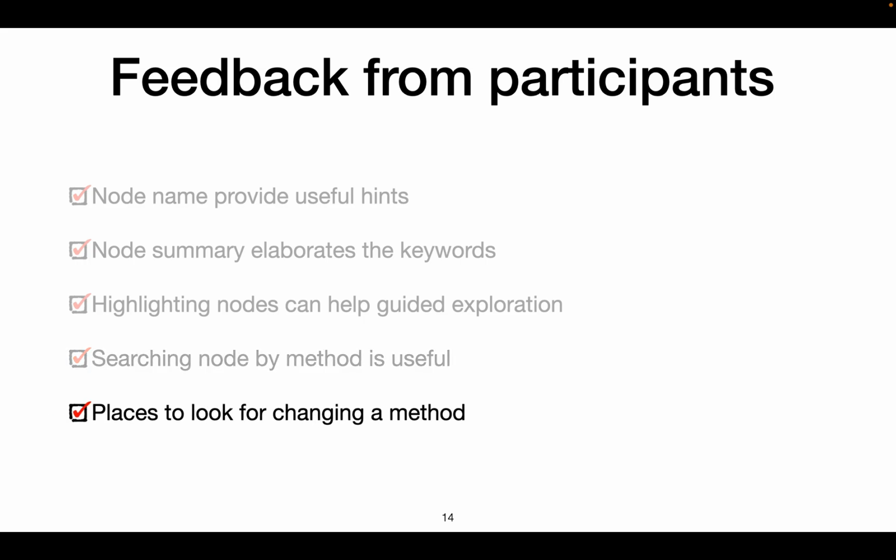Also, one of the developers suggested they can check out different places they need to look when they want to change something, by checking the execution patterns and execution paths, and highlighting the nodes affected by a specific method.